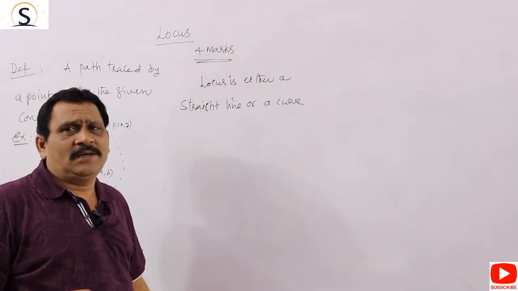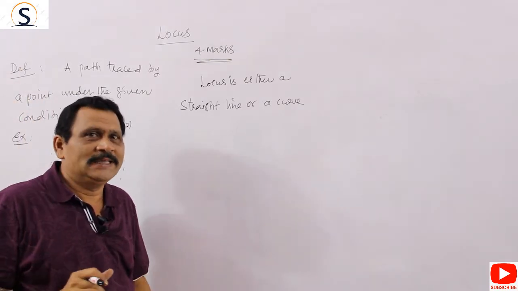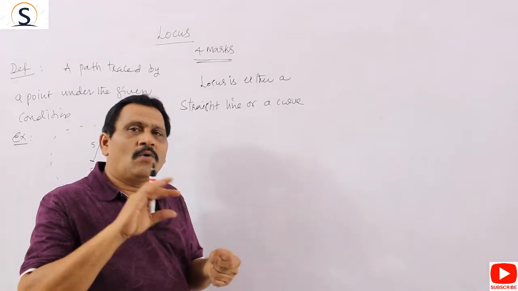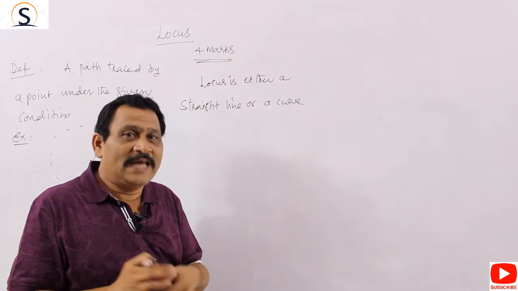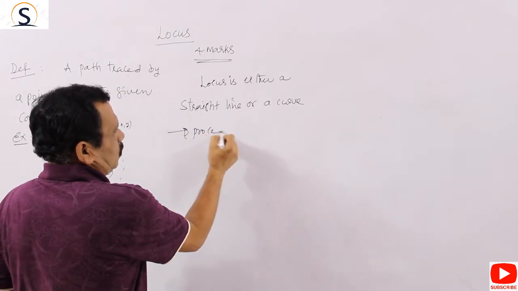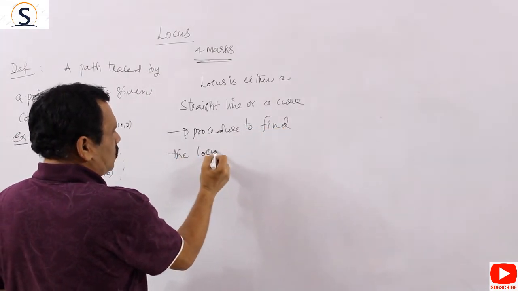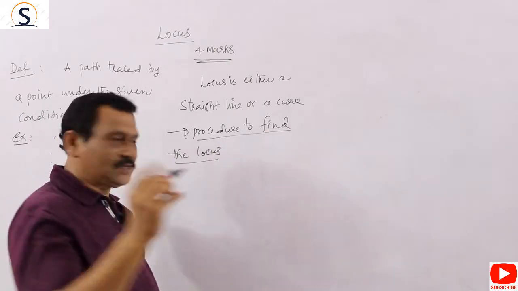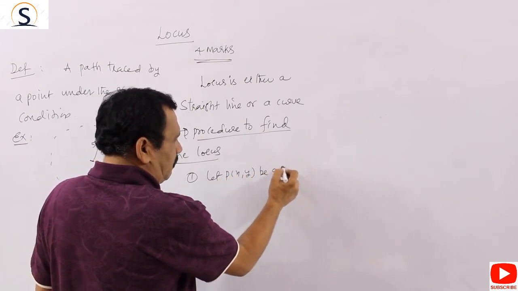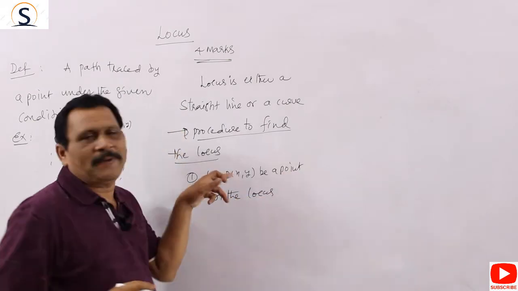Any problem is given, you take first of all P x comma y be a point on the specified locus. Then write the condition. Then convert the condition into algebraic form. Then that is the equation of the locus. So, this is the procedure to find the locus. First point is, let P of x comma y be a point on the locus. So, first of all, pick up a point.